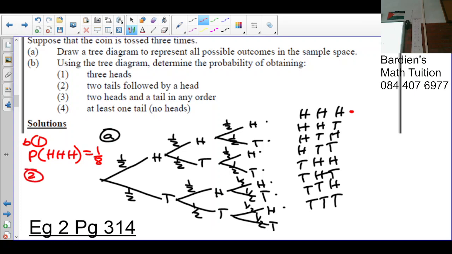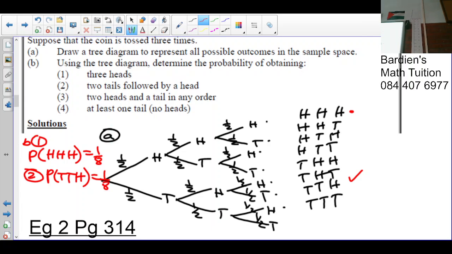Number 2: 2 tails followed by a heads. Where is that the case? The 7th one. That's the only one we can consider, not so? Why? Because it doesn't say in any order. It says 2 tails followed by a head. So that can only be that one. So the probability, tails, tails, heads, is 1 out of 8.